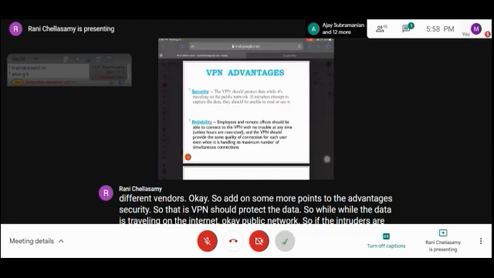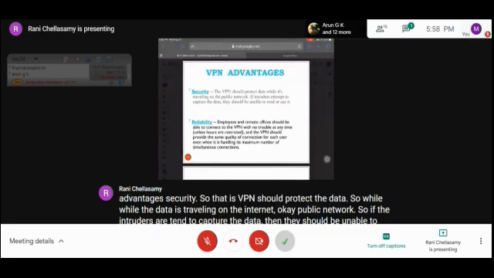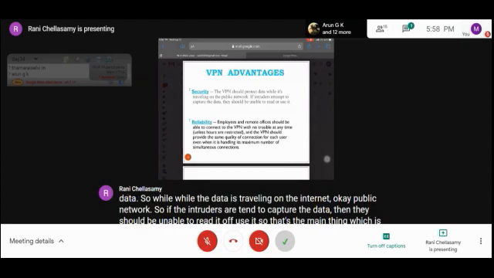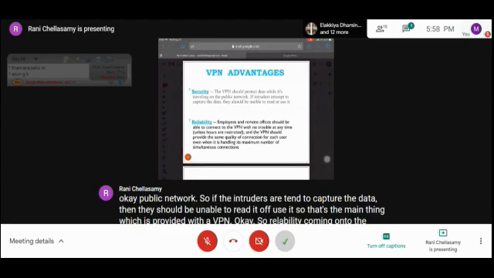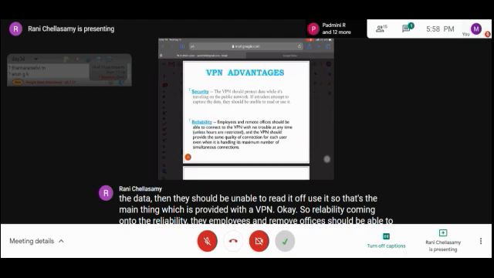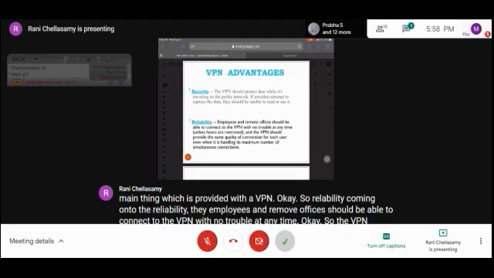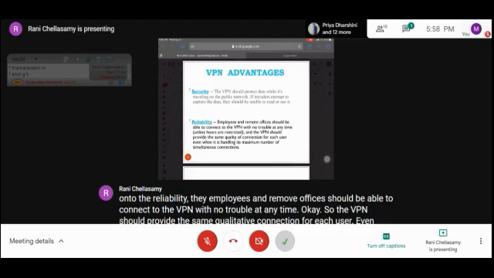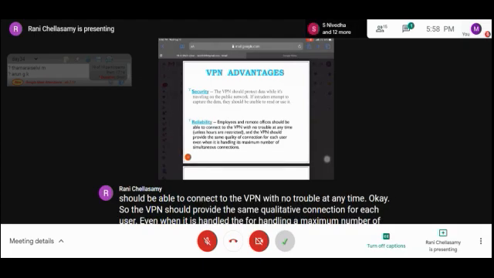Coming to reliability, the employees and remote officers should be able to connect to the VPN with no trouble at any time. The VPN should provide the same quality of connection for each user, even when handling a maximum number of connections. So when the number of connections increases, it has to keep working.